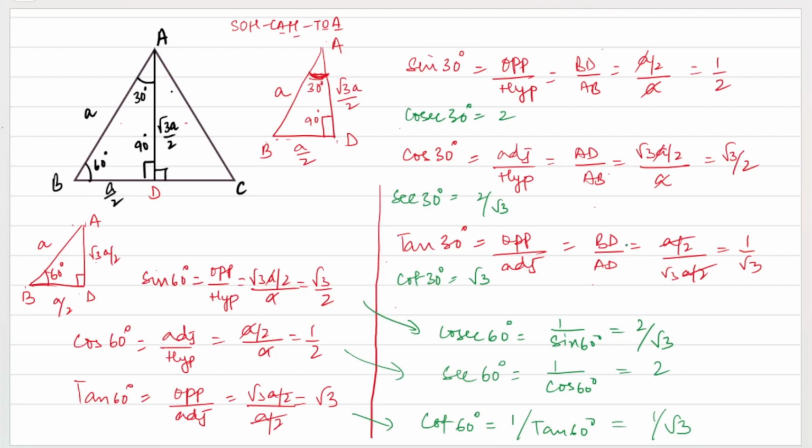All right. And that's how we derive the trigonometric values for 60° and 30°. They are not random. Basically, they come from this equilateral triangle and the basic geometry.